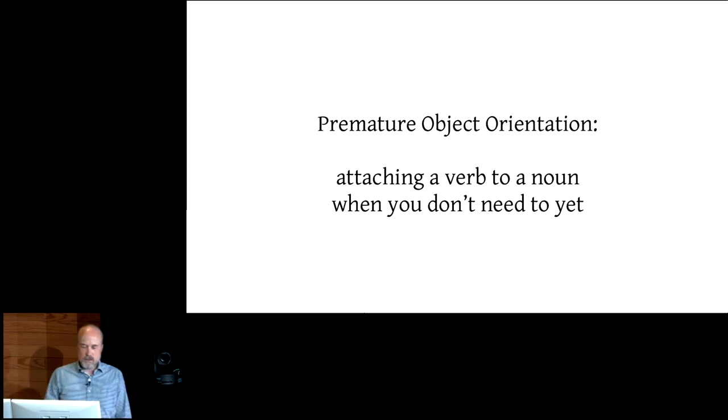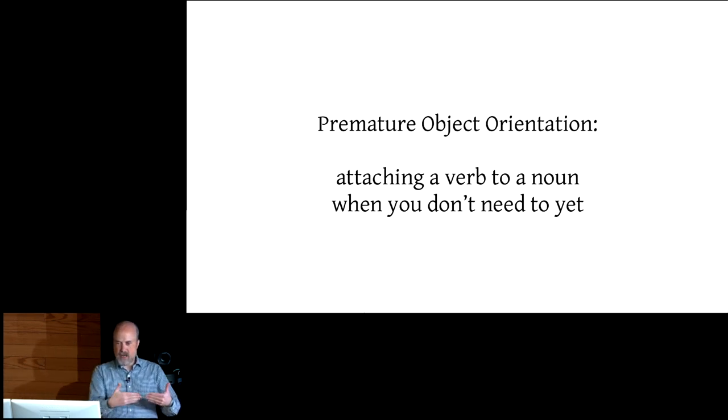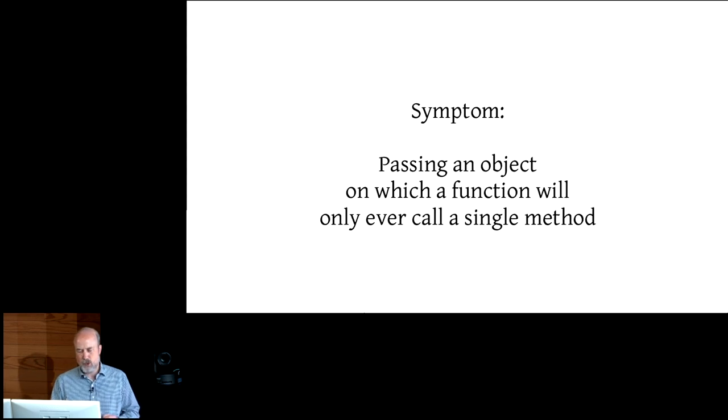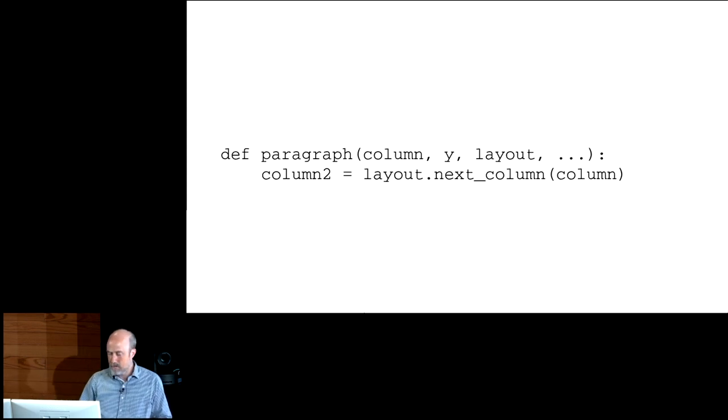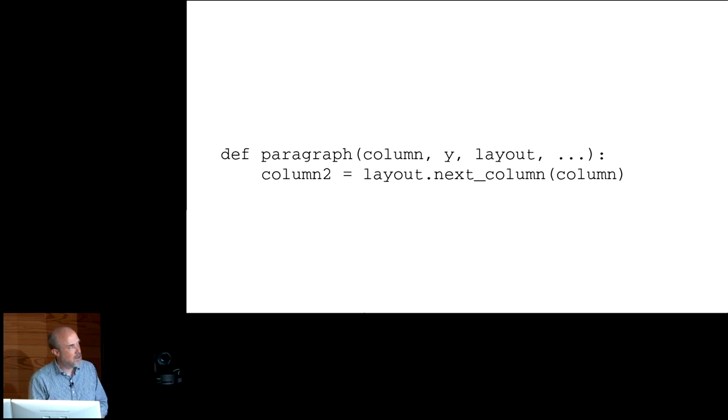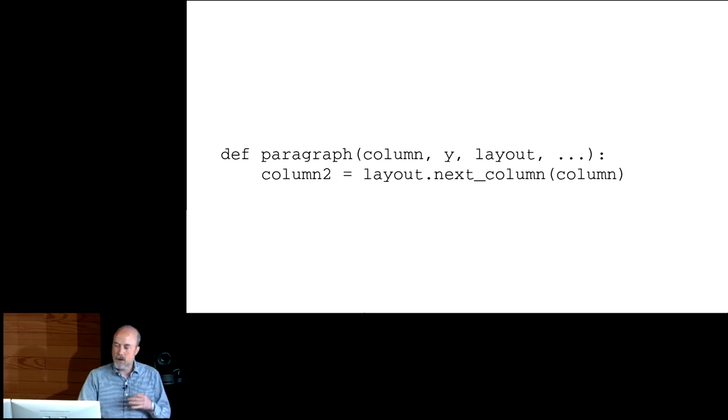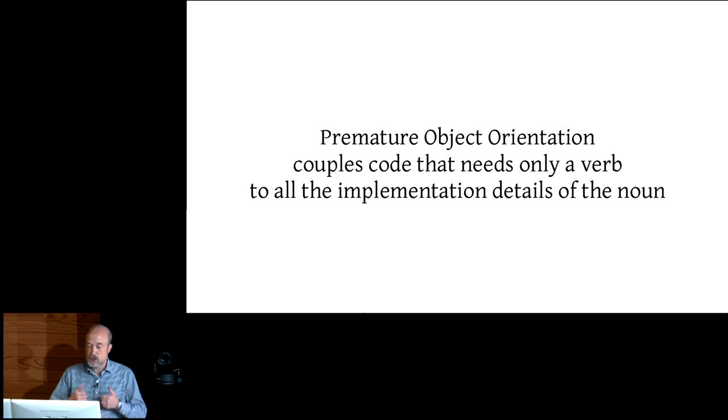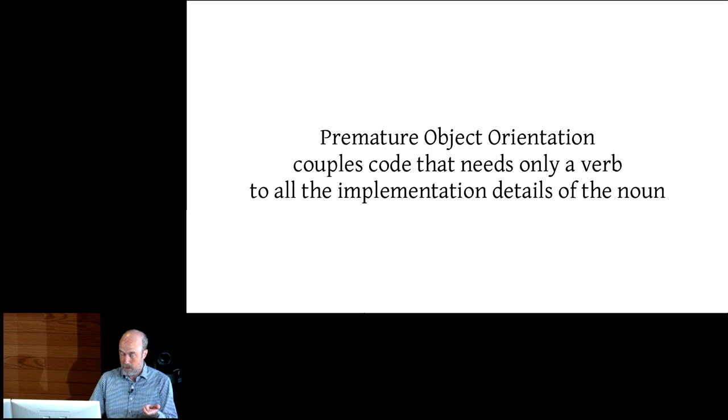Premature object orientation, which is my phrase, is attaching a verb gratuitously to a noun when you don't actually need to yet. The symptom is when you see code passing an object on which a function will only ever call a single method. You're given an object? Why? All you ever do is call that single method. Why not just pass the verb instead? Premature object orientation couples code that needs only a verb to all the implementation details of the noun, because you receive the whole thing.